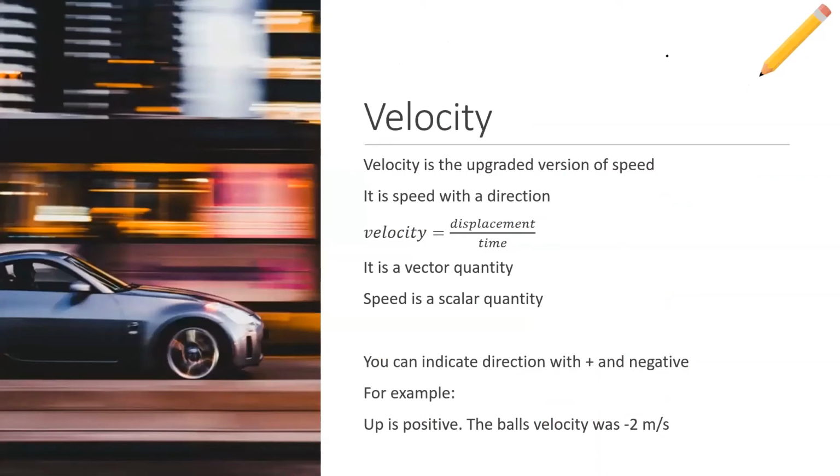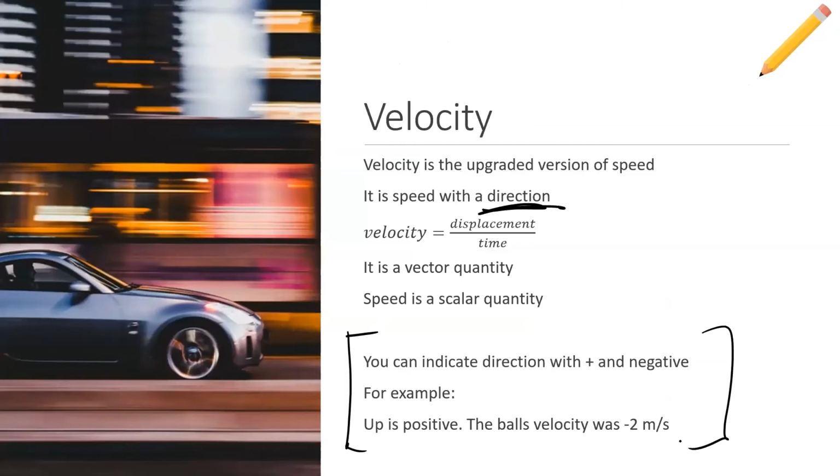Velocity was the last one we talked about. Velocity is the upgraded version of speed. It has a displacement over time, which means it is a vector, which means you need to include a direction. This is new, by the way. I added this to the slide. You can write this down. You can look at it later on, but I will quickly talk about it now.